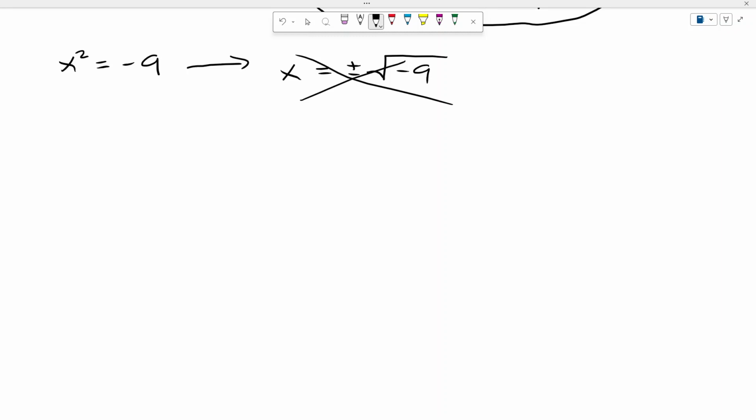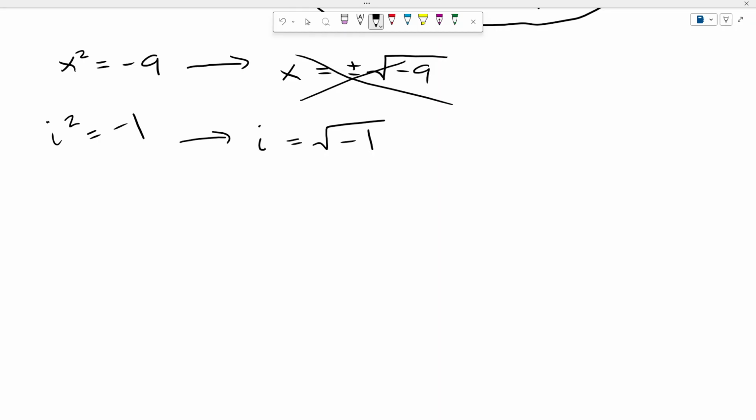So that does not work, but this is where our imaginary unit, i, comes into play. Because we've been used to using i squared is equal to negative 1, but don't forget that that also means when we take the square root of each side, i has to be equal to the square root of negative 1.